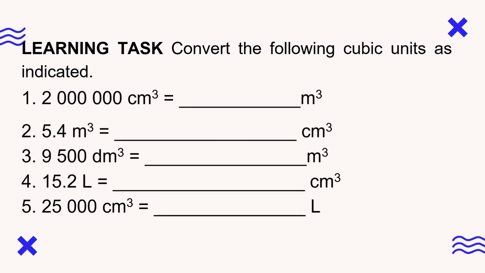So, mula naman sa susunod nating learning task, convert the following unit as indicated. So, 2 million cubic centimeter, how many cubic meter? So, convert natin, 1 million, diba? 2 million divided by 1 million equals 2. 5.4 cubic meters equivalent to how many cubic centimeter? So, malaki, papaliit. So, mag-multiply tayo ng 1 million. 5.4 times 1 million is equivalent to 5,400,000 centimeter cube. So, remember, yung mga iba pang numbers kayo na magsagot.